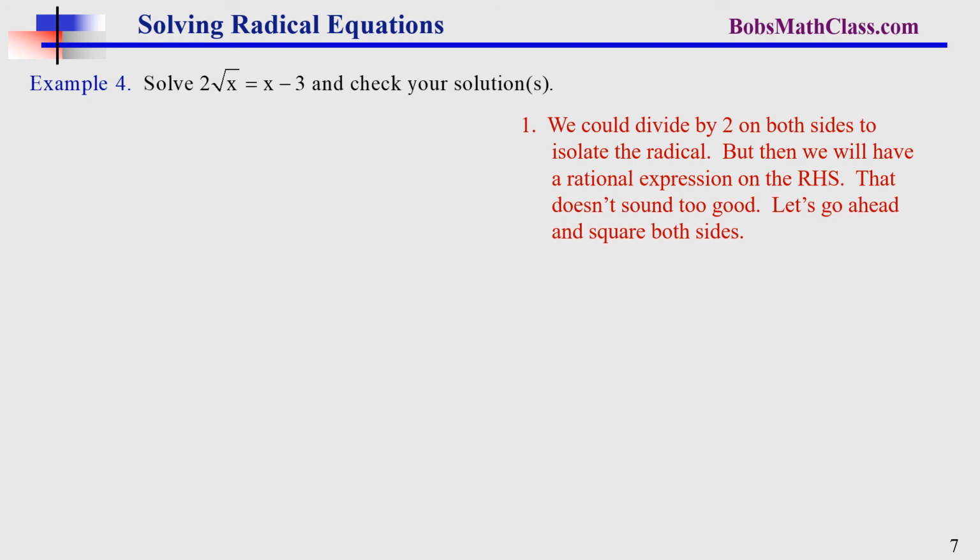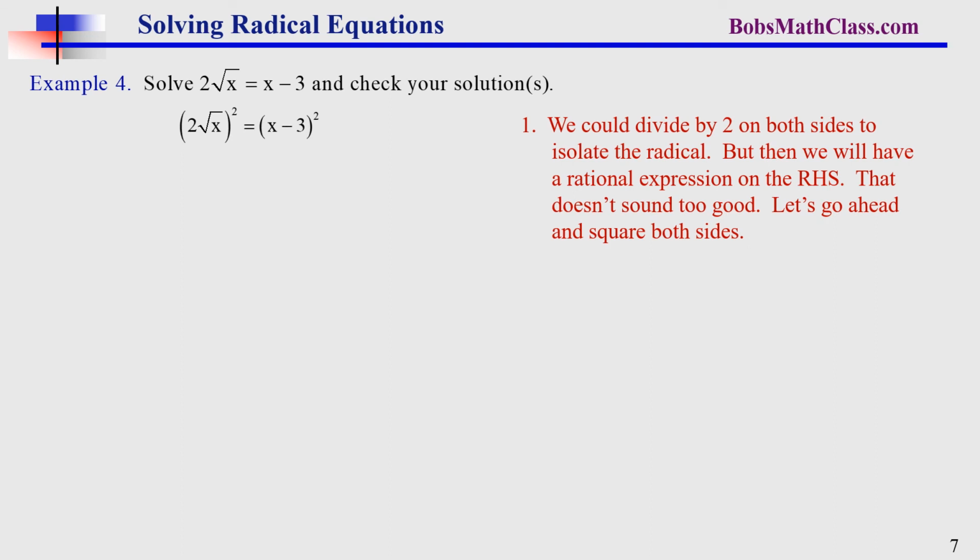So we're not going to get rid of the 2 on the left-hand side, although you could. If for some reason on the right-hand side it was a number like 6, just 6, then I would divide by 2, definitely. Okay, so let's square both sides.